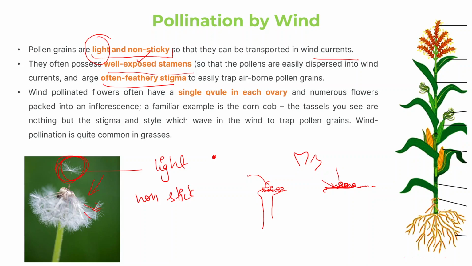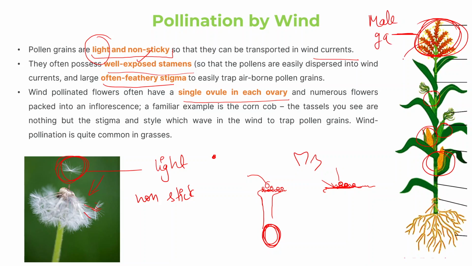Okay, wind pollinated flowers often have a single ovule in each ovary. Wow, so they have only a single ovule in each ovary, but there are numerous flowers packed into an inflorescence. A familiar example is corn. You will see a corn plant and the anthers, the male gametophyte, just above it. And these are the female gametophytes, right? So the anthers reach here. So this is a perfect example of geitonogamy, right? The anthers of the same flower pollinate the female gametophyte of the same plant but a different flower, right?